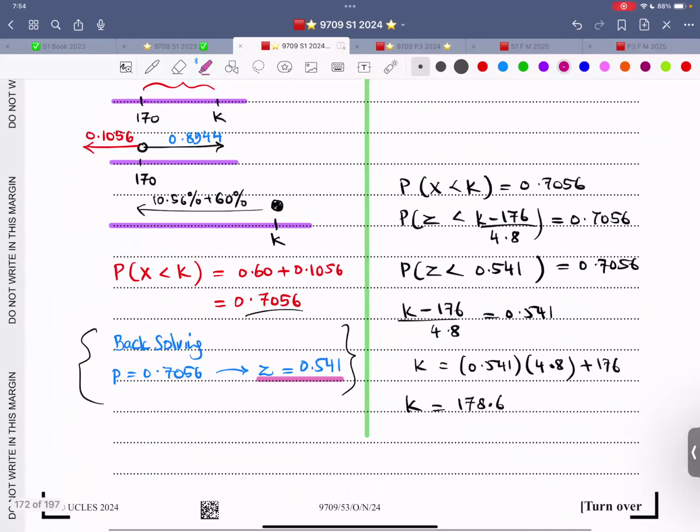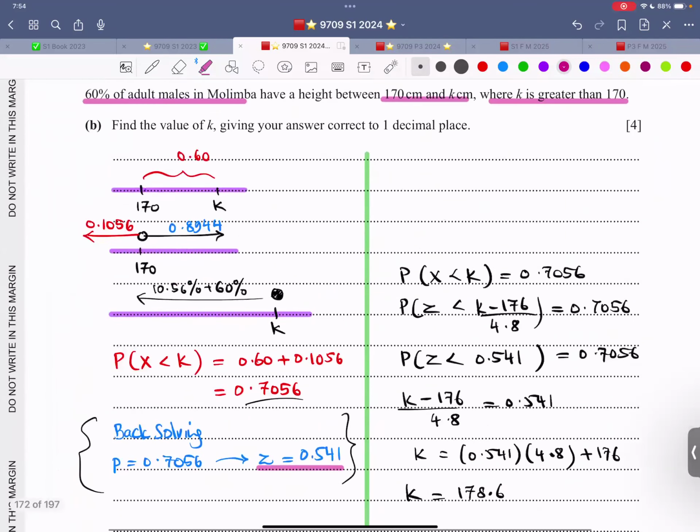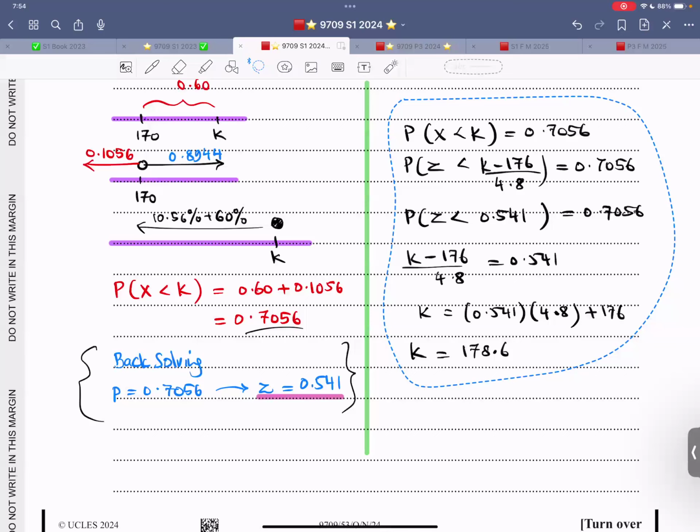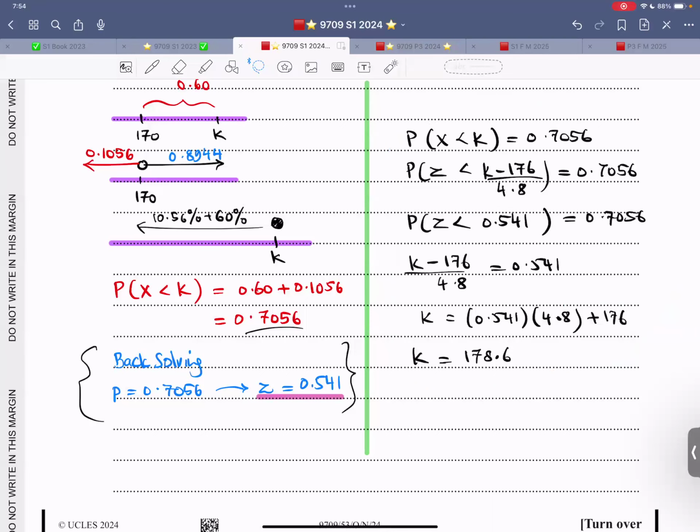This is back solving. So now let's continue with the working. So what is the working? The working is right over here. And now the working is probability X lesser than K is this percentage. Z lesser than K, standardize. This value is the probability value. This is the Z value already obtained.